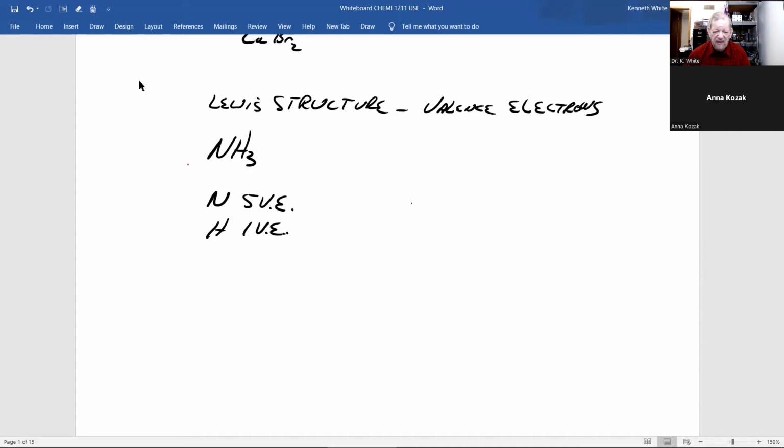And the only way you can make this work is for the octet rule. Remember the octet rule is atoms of elements want to gain or share or lose electrons so they have 8 valence electrons. The one exception to that is hydrogen. Hydrogen's octet is 2. Hydrogen's octet is 2.